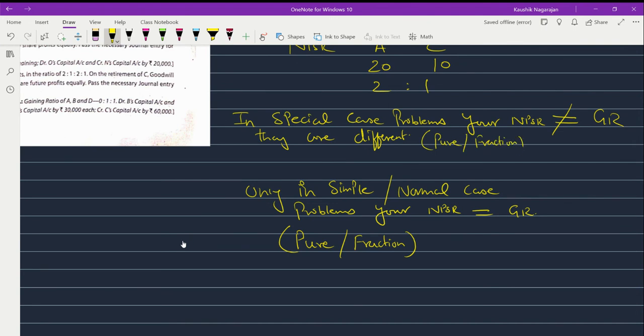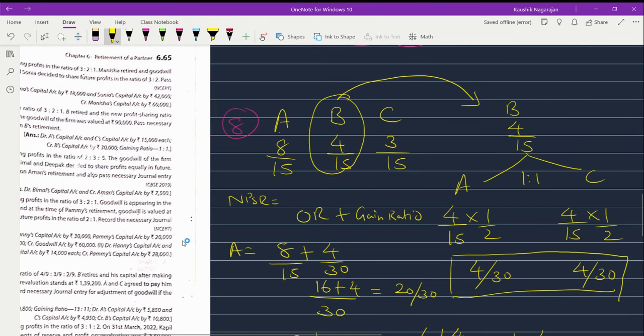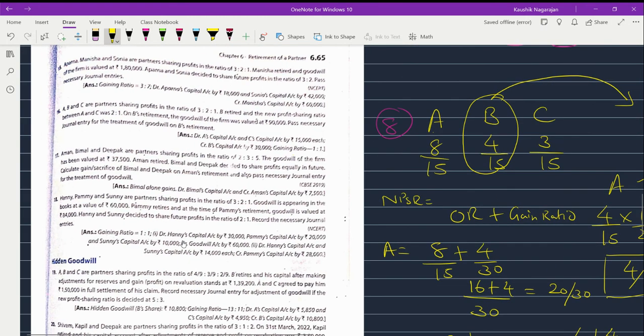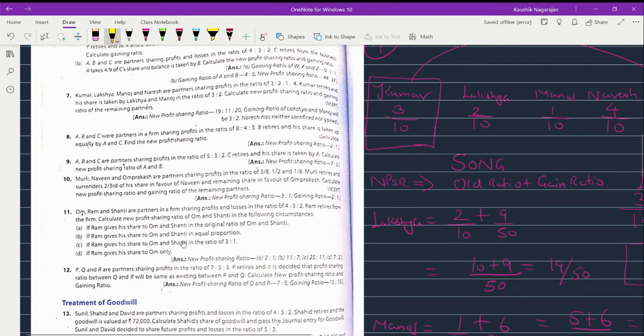Okay, so this special note you please make it down. This is a special note which you have to always remember. Okay, this is note number 1 and this is note number 2. With respect to problem number 8, is it clear to you all? Any doubts? Fine. Now, moving on to problem number 9.